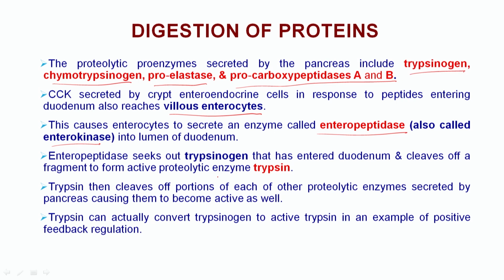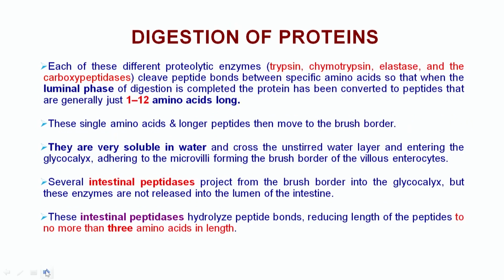Now this trypsin will convert more trypsinogen into trypsin, and other enzymes will also be converted into the active form. Each of the different proteolytic enzymes, that is trypsin, chymotrypsin, elastase and carboxypeptidase A and B, cleaves the peptide bond between specific amino acids, so that when the luminal phase of digestion is completed, the protein has been converted into peptides that are generally just 1 to 12 amino acids long.